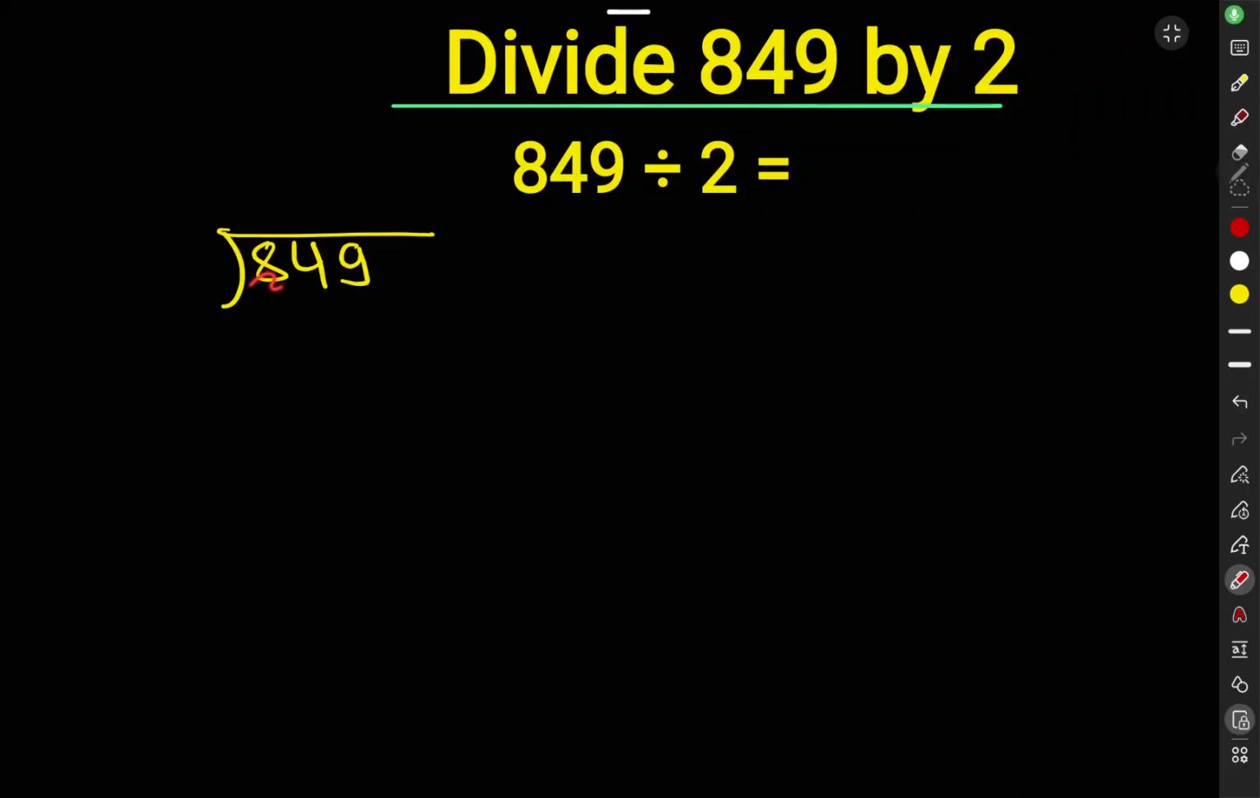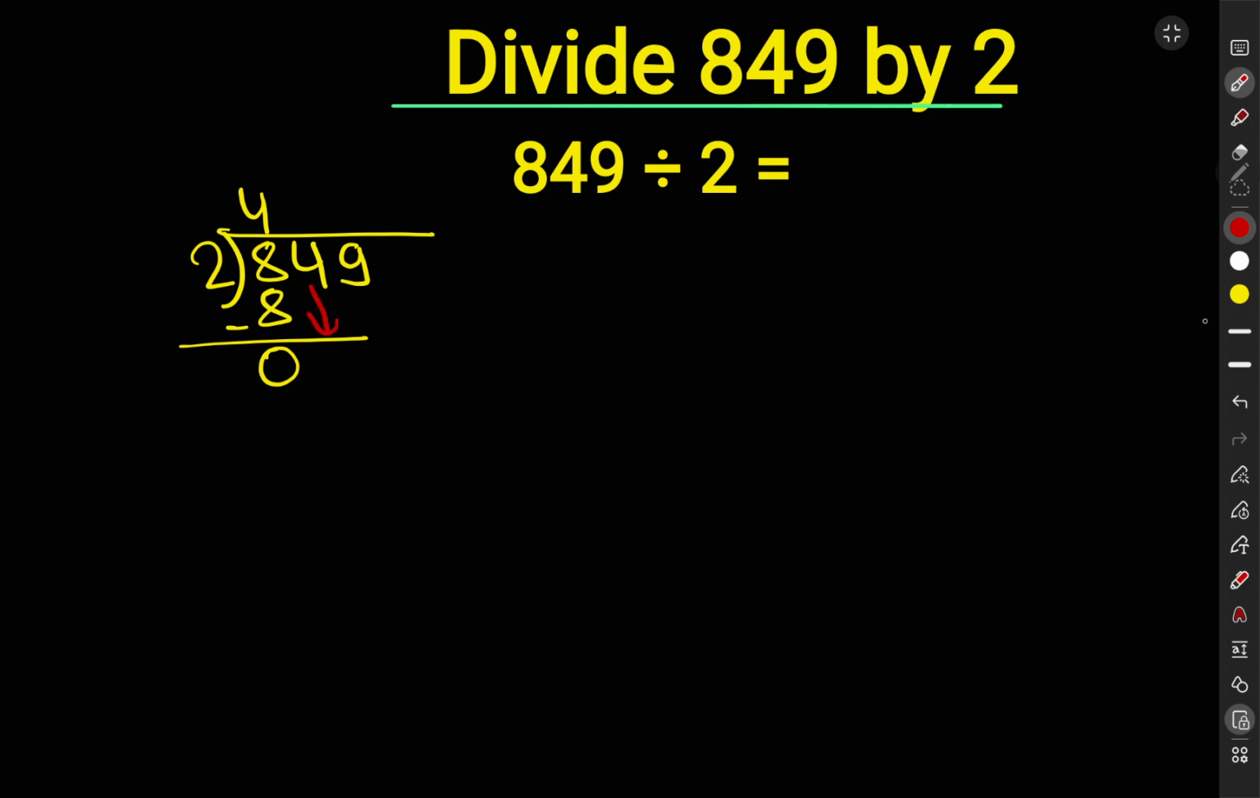We divide 849 by 2 in long division method. So 2 times 4 means 8. On subtracting we get 0.